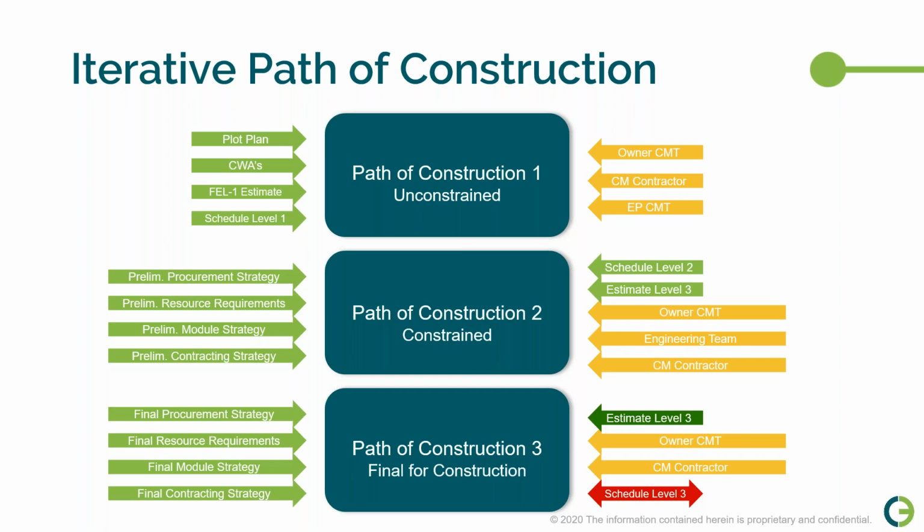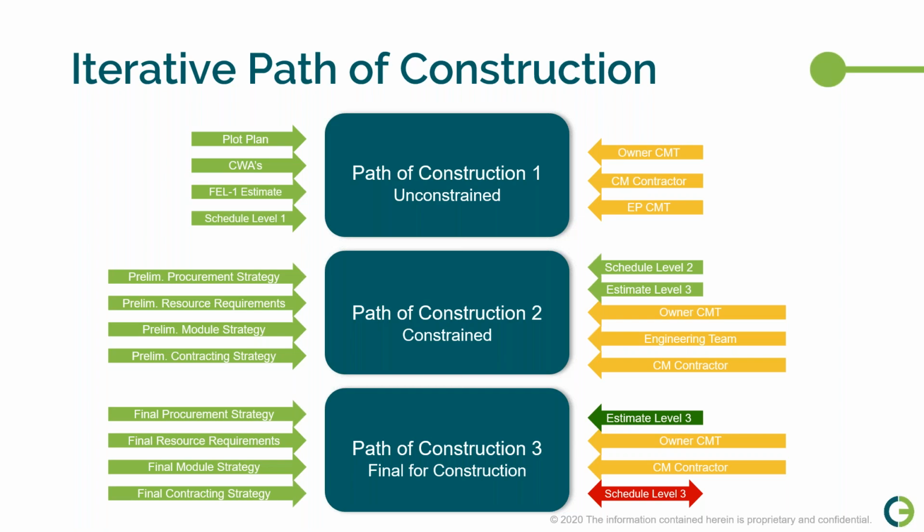Then, and still during FEL2, start looking at your constraints. This is when it becomes critical to have the other stakeholders in the discussion. You can roll out the preferred path of construction and then have a reality check with engineering, with procurement, contracts, fabrication, modularization, commissioning, and startup, and just say to everybody, okay, let's shoot holes in this plan. Let's figure out what we don't like about it. And this is when procurement people get to say, the thing you want first is the longest lead item on the project. Okay, how are we going to do that?